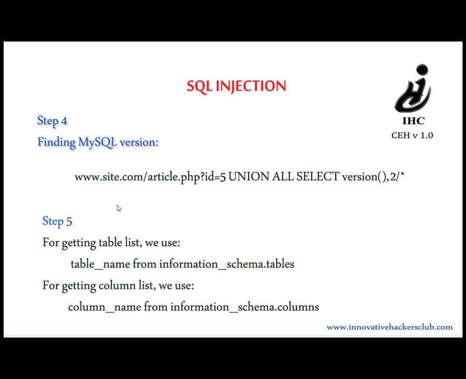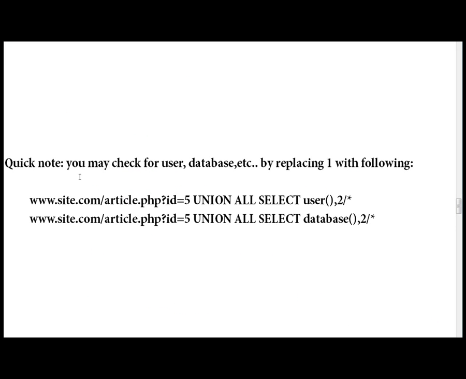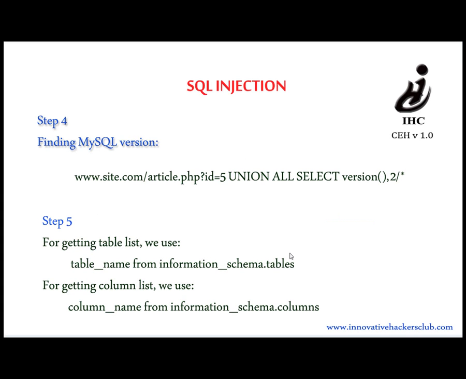It may be either 4 or 5. Let us think our version is 5. You may check for user or database details etc. by replacing 1 with the following: user(), database(). Just replace 1 with user() to know the user details and database() to know the database details. Now we got MySQL version 5.0.27 standard using version() in the URL parameter.